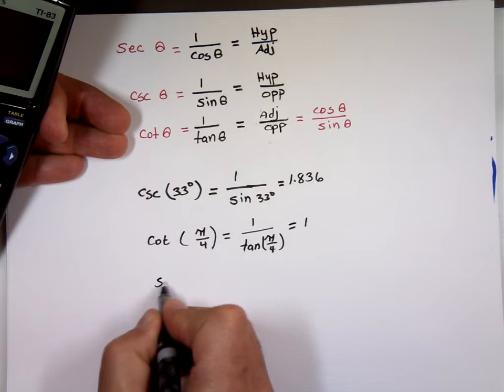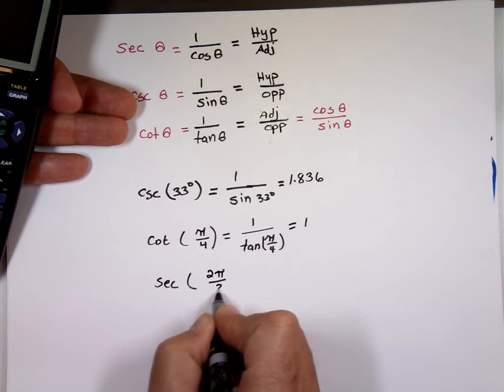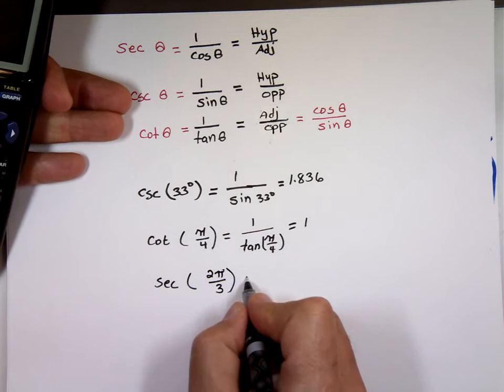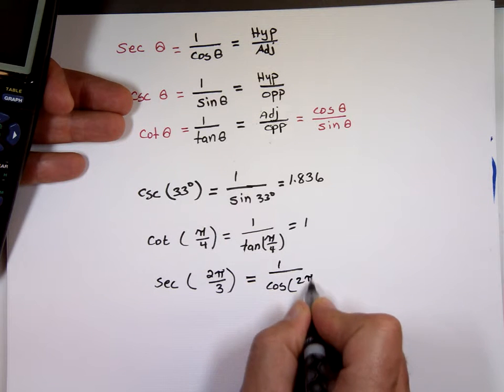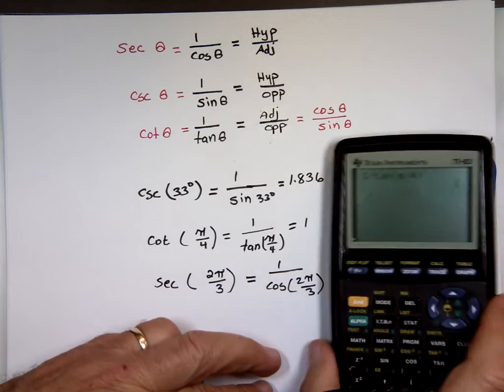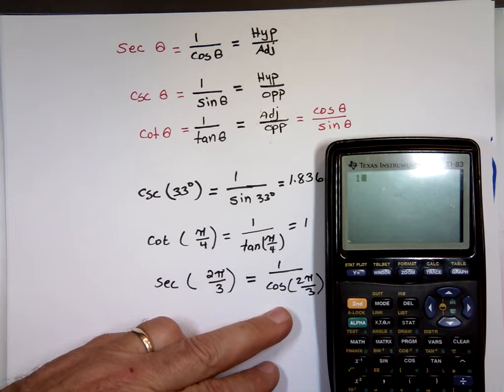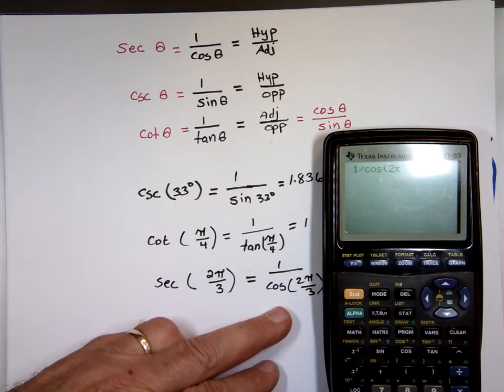Secant 2 pi over 3. Since I'm in radian, I'll stay there. Secant is 1 over cosine 2 pi over 3. So let me find that. 1 divided by cosine, parentheses, 2 pi divided by 3. Negative 2.